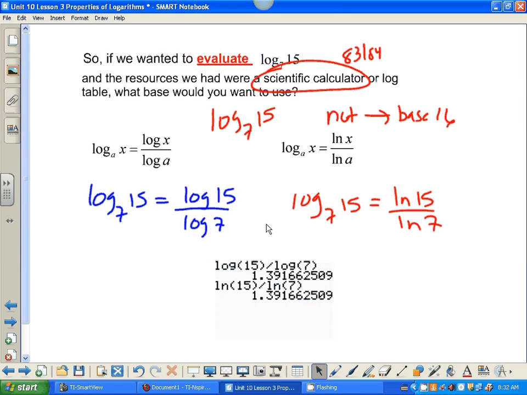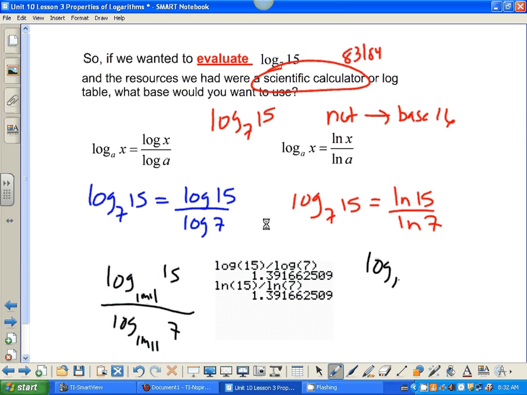So my point with change of base is, since it's a ratio, it doesn't make a difference which base you pick. I could have done log base 1 million of 15 over log base 1 million of 7. I could have done log base n of 15 over log base n of 7, provided n was greater than 0 and not equal to 1. All of those ratios are going to yield 1.39. That's how the change of base works.